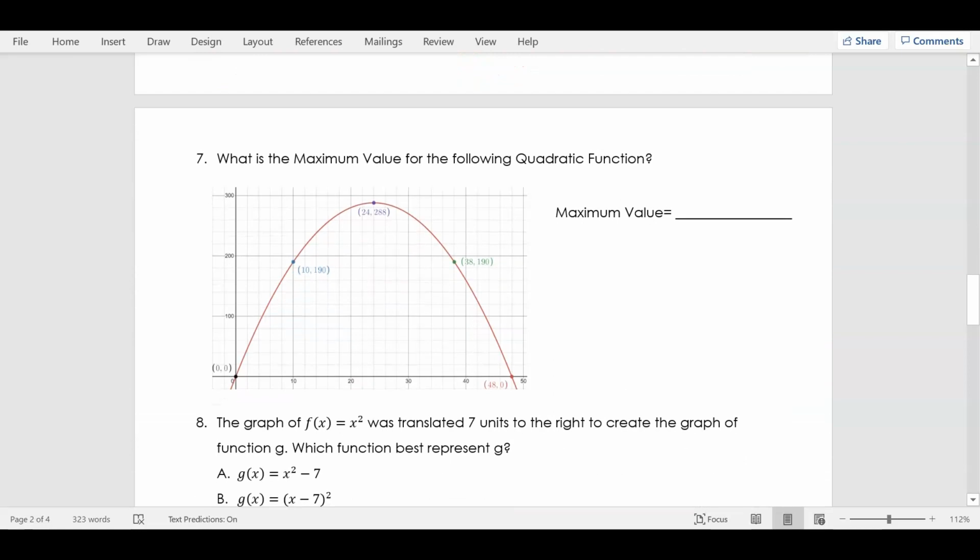Number 7, what's the maximum value? Well, maximum value, I can see it right there at the very top, 24,288.